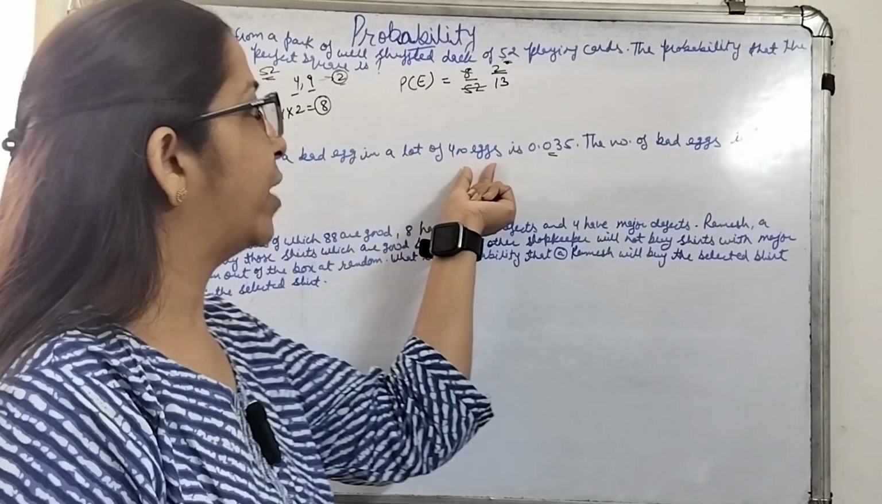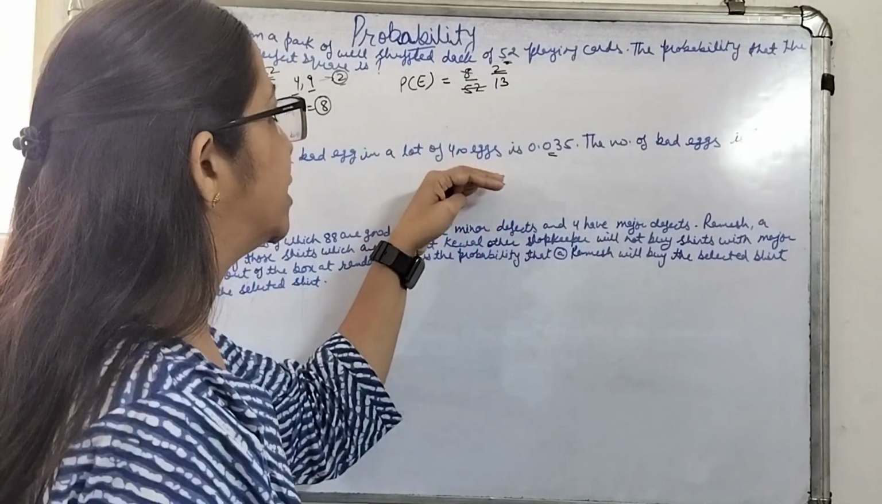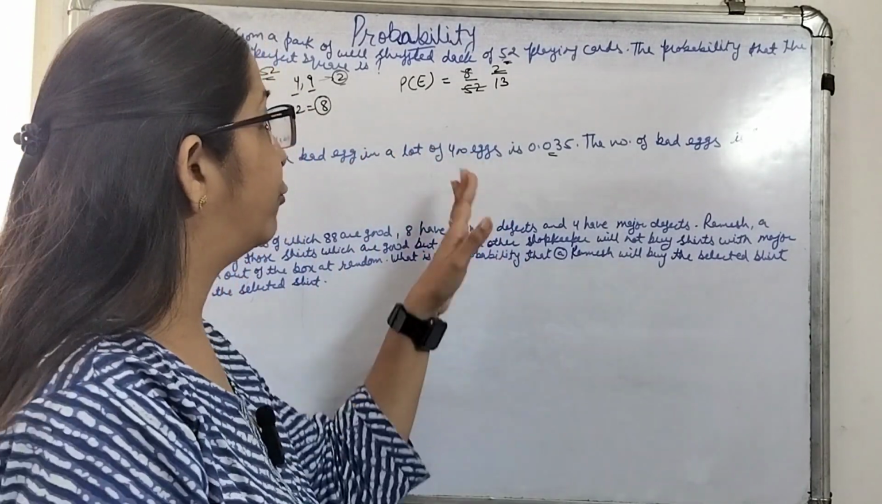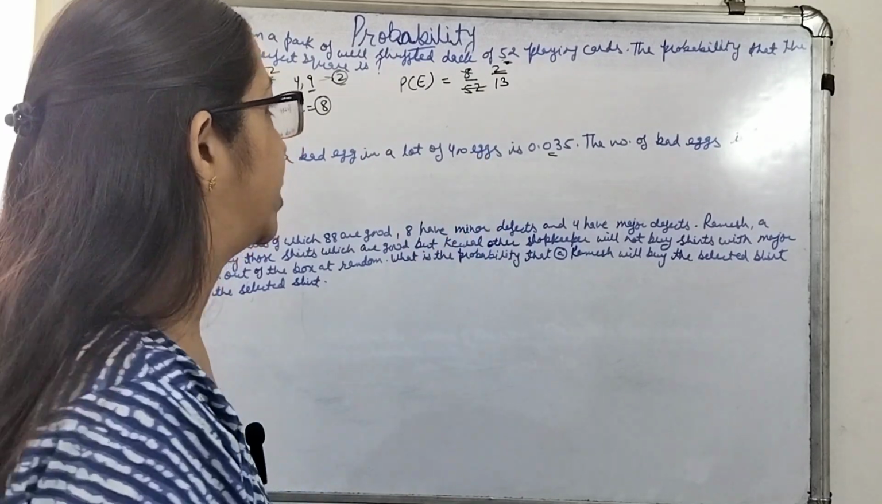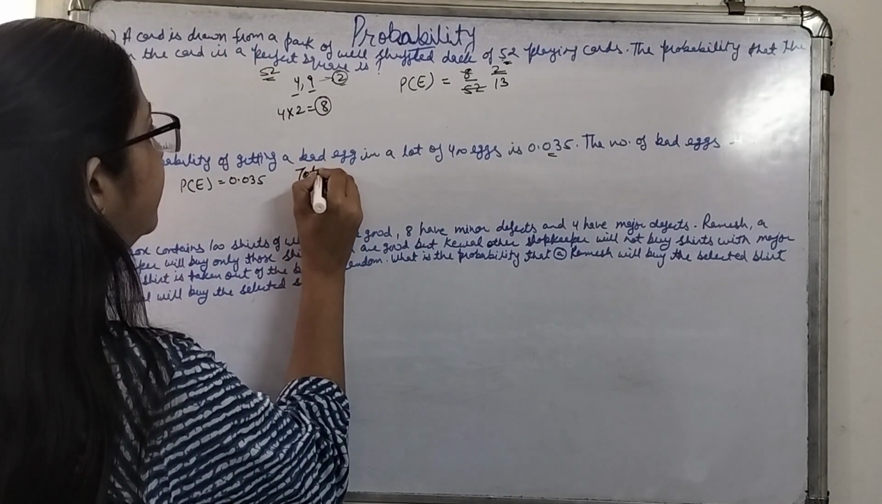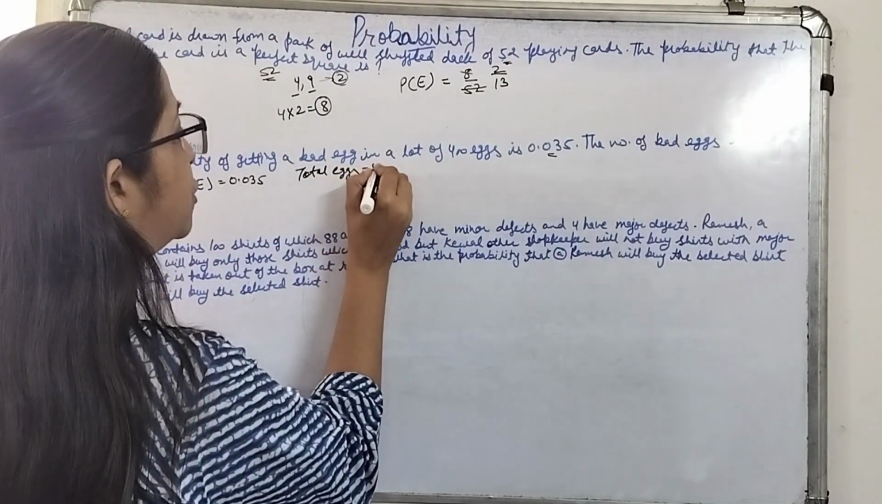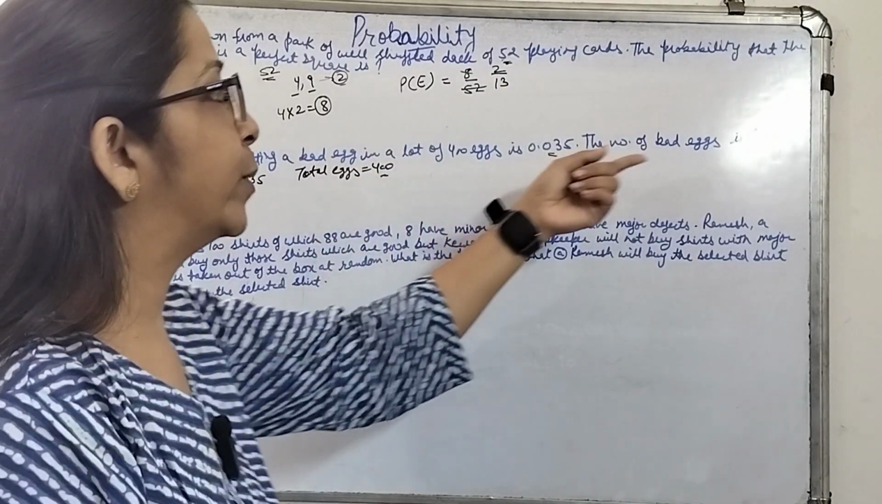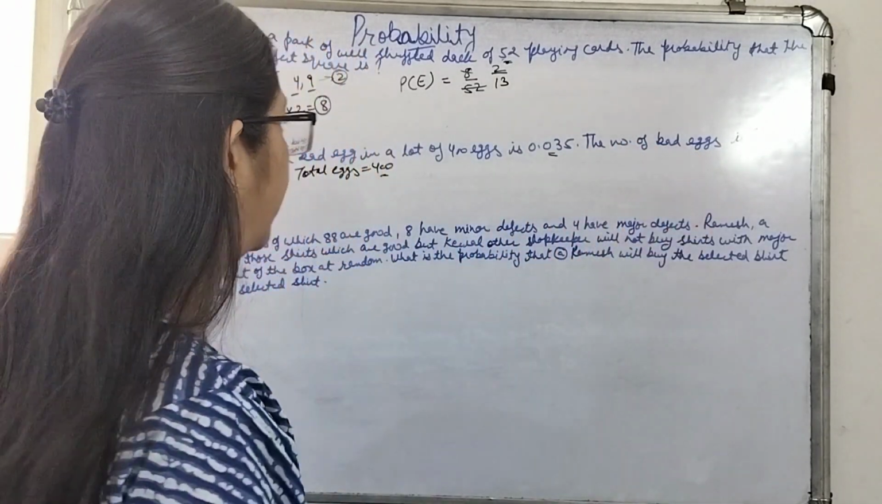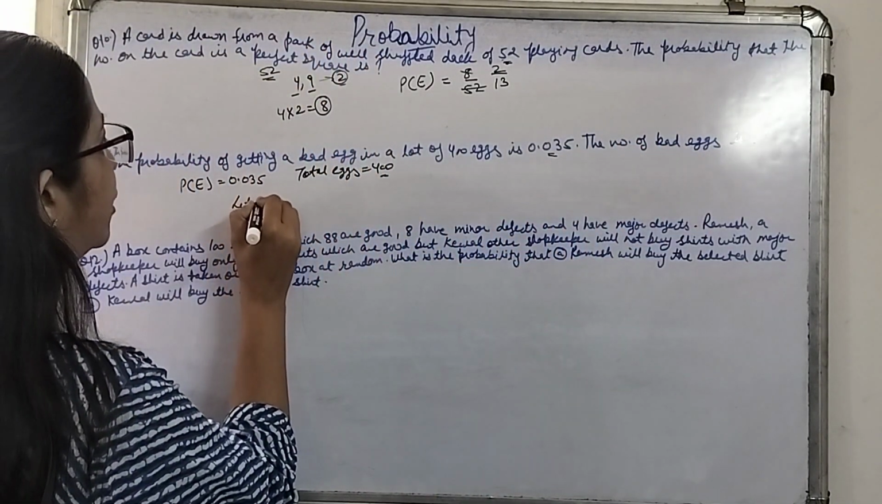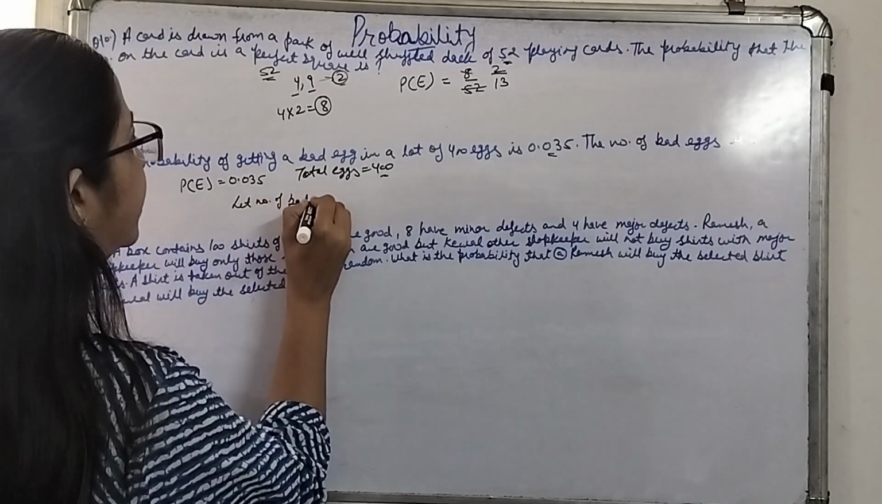And the total number of eggs is 400. That means total possible outcomes could be 400. This is also given to us. Total eggs is 400. This is total possible outcomes. Now how many bad eggs are there, that we need to find out. So suppose we assume, let the number of bad eggs be x.